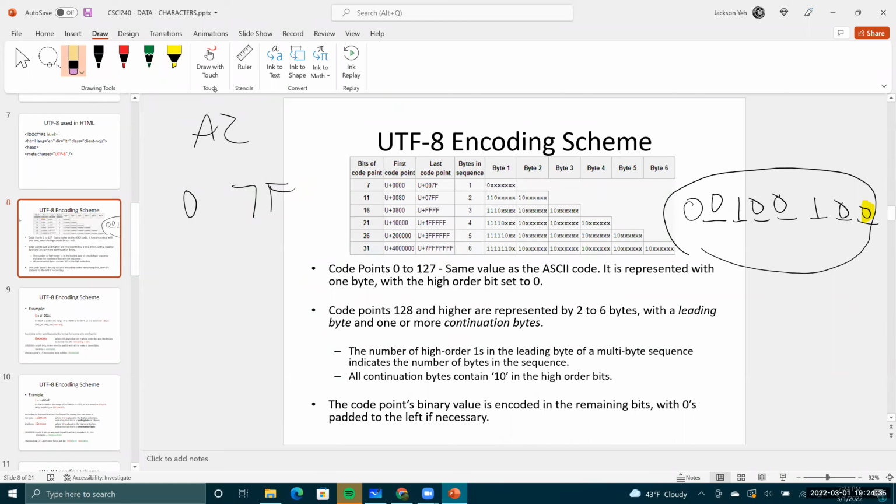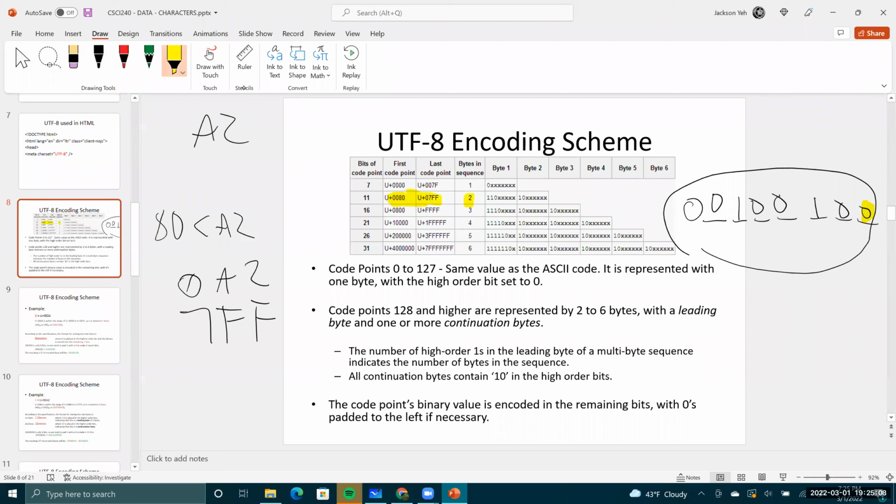So let's look at this second row. The second row starts at 80. So A2 is larger than 80. And is it less than 7FF? A2 is less than 7FF, right? Because A2, you pad it with a 0 in front. Yeah, it's less than 7FF. So that tells you that it's going to be the second row. So it takes 2 bytes.